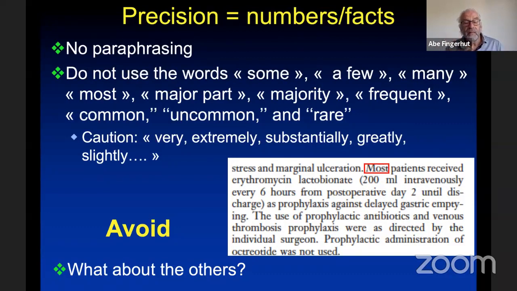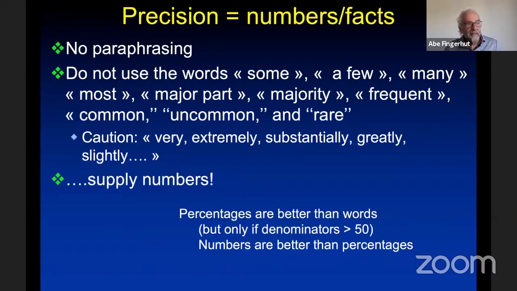This is why you have to avoid these words, because not only are they not precise, but they leave you with the question of what's going on for the others. Precision means numbers, percentages. Percentages, I have a little parenthesis open. Don't use percentages if the denominator is less than 50. Use numbers rather than percentages when the denominator is less than 50. I'll give you some examples later on.